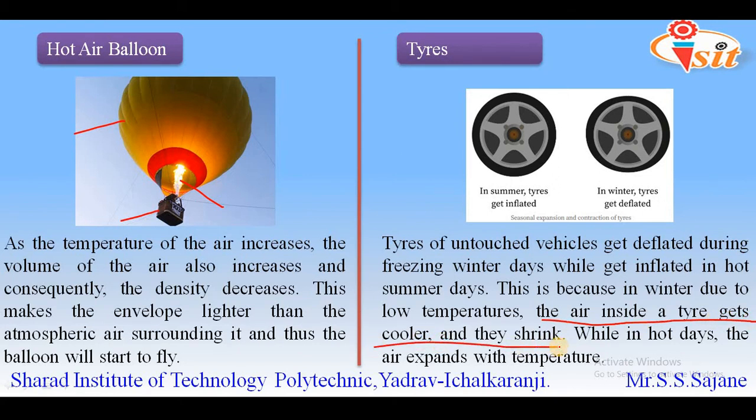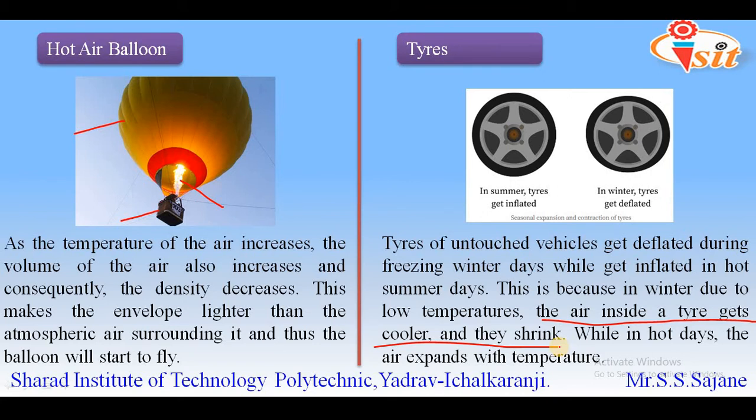Whereas in the summer season, the surrounding air temperature will increase. Also, when the vehicle is in motion, due to friction the tire will get heated, and thus the air present inside the tire will expand with this temperature. Thus we say that in summer season the tires get inflated, whereas in winter season, due to low temperature, the tires get deflated. So this was another application of Charles' law. Again, we will see two more examples.